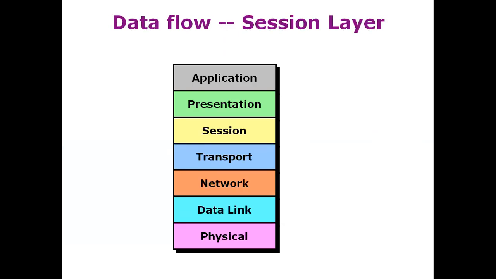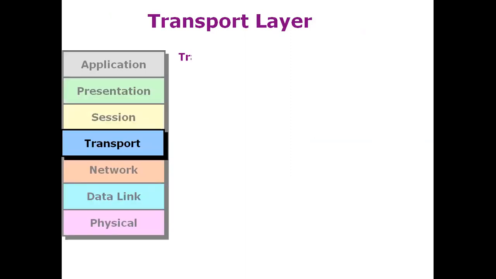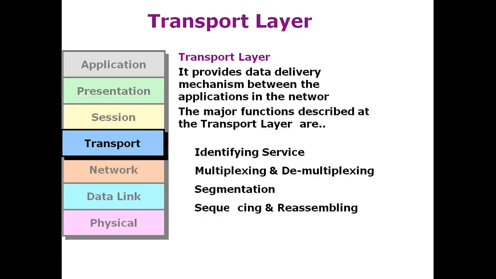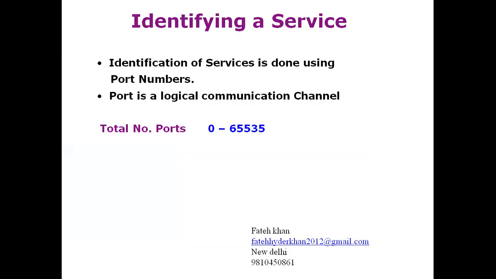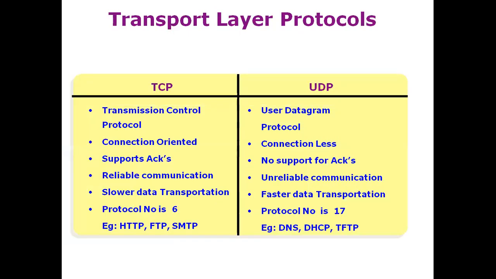Now next is a very important layer, that is called the transport layer. These are the features of the transport layer: multiplexing, demultiplexing, segmentation, sequencing, reassembling, and error correction. Now, this is the difference between TCP and UDP. You go through it.